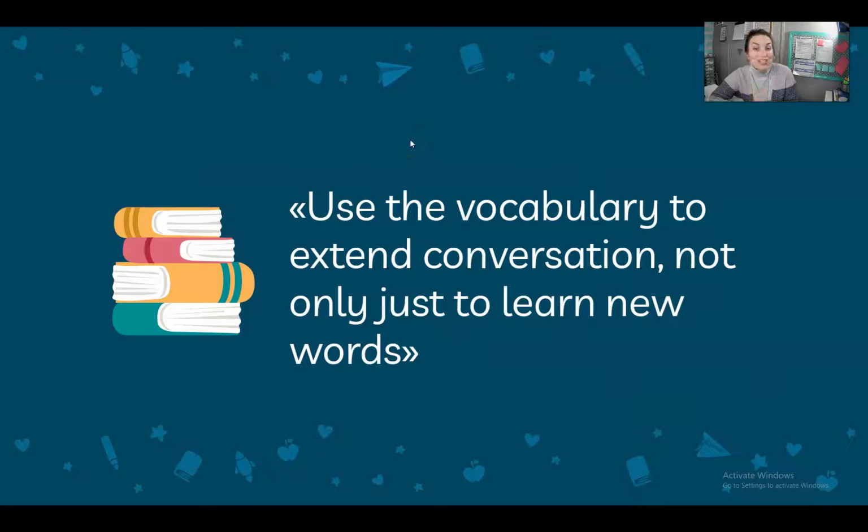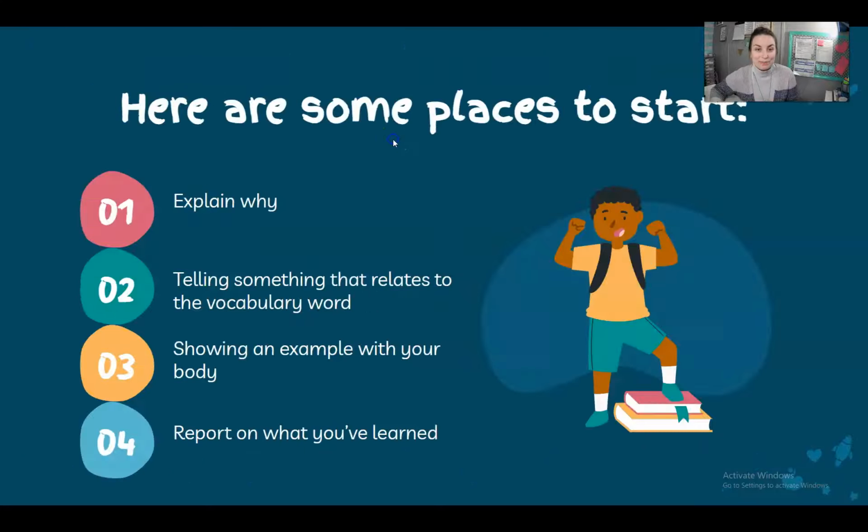So we're going to use the vocabulary to extend conversation, not only just to learn new words. Of course, it's important to teach your students how to recognize those context clues and how to work inside out of a vocabulary word, but it's also important to engage with the text and the vocabulary words to further conversation in your classroom. So here are some places to start.